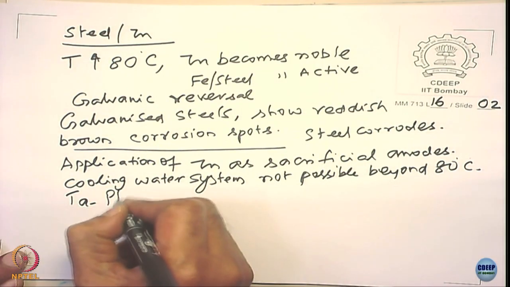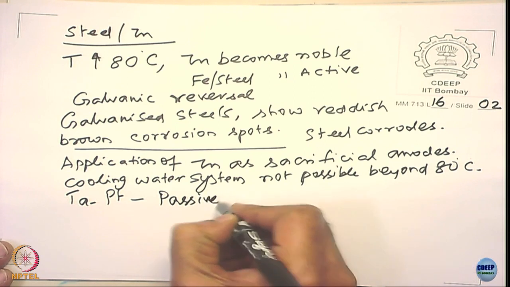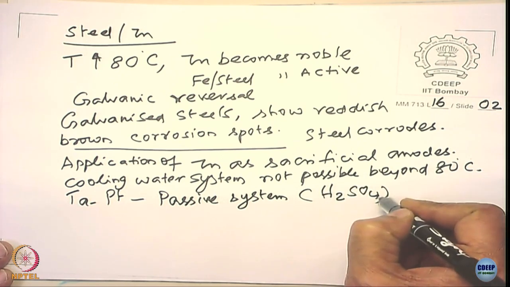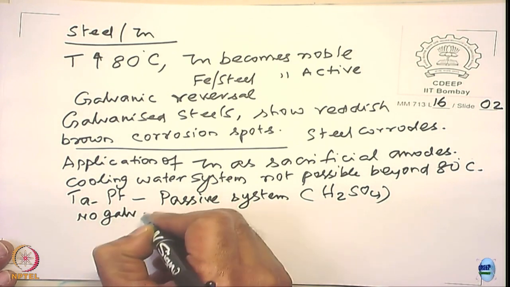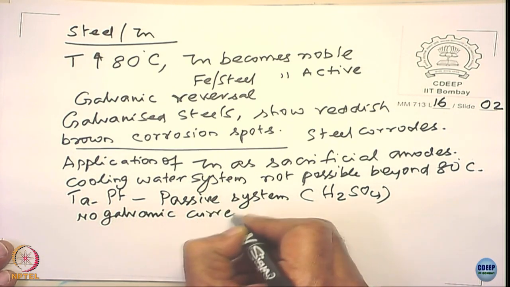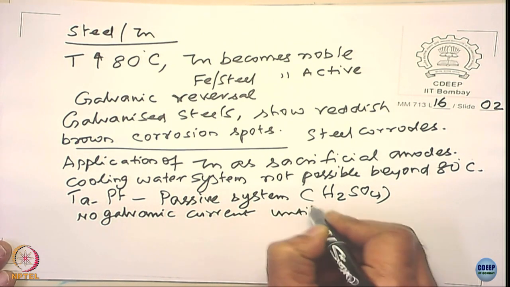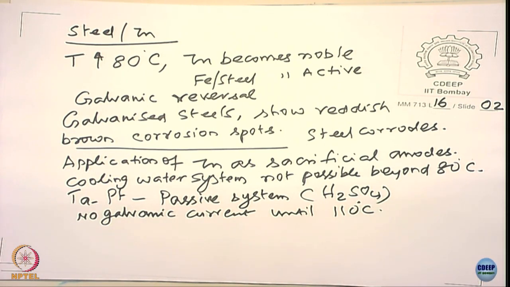There are a few more examples, which are in fact very interesting. You take tantalum and platinum. This is a passive system. This is, let's say, sulfuric acid, and you don't see any galvanic current. Until 110 degrees Celsius temperature of the sulfuric acid, you have no problem. You can have platinum and tantalum coupled together. You don't get any galvanic corrosion rate at all.